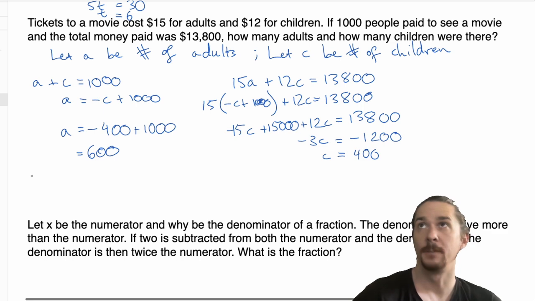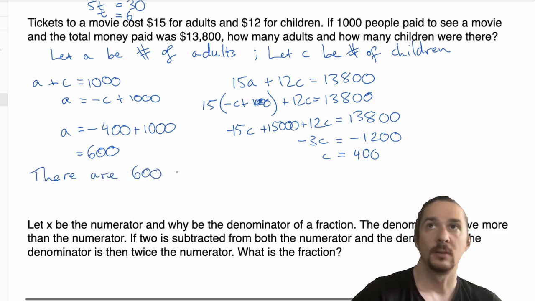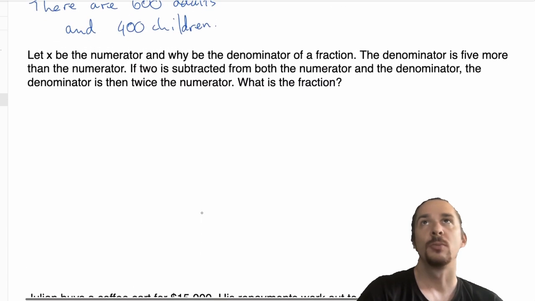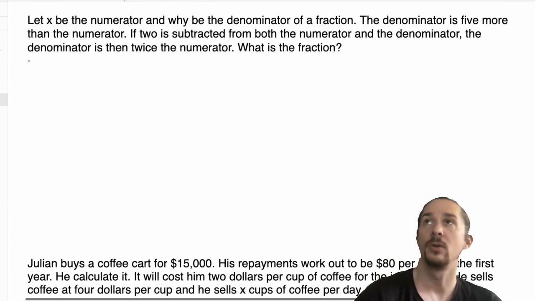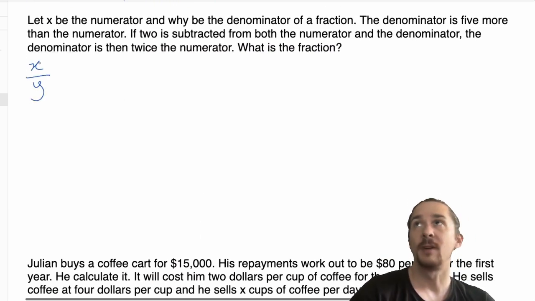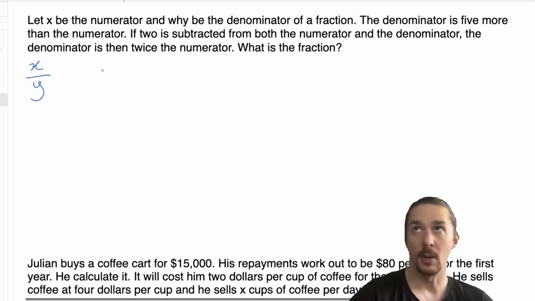So let's answer the question. There are 600 adults and 400 children. Okay, let x be the numerator and y be the denominator of a fraction. We already have our terms defined. The denominator is 5 more than the numerator.